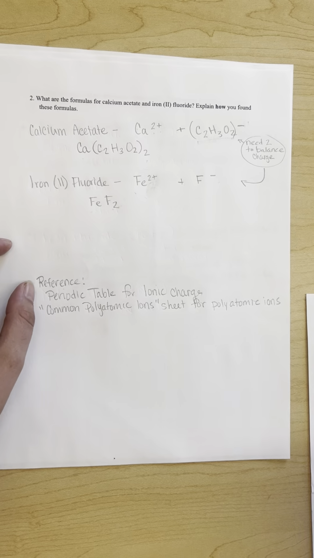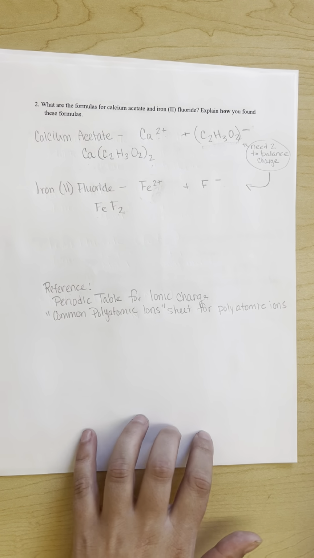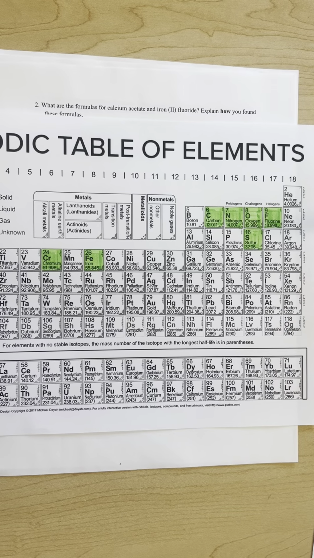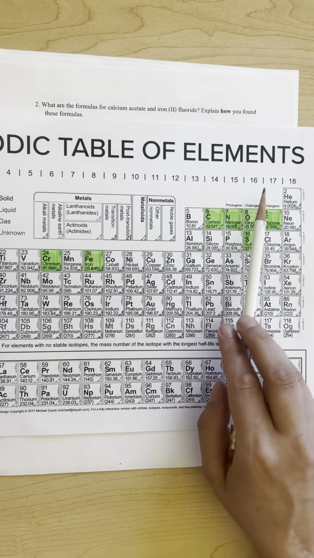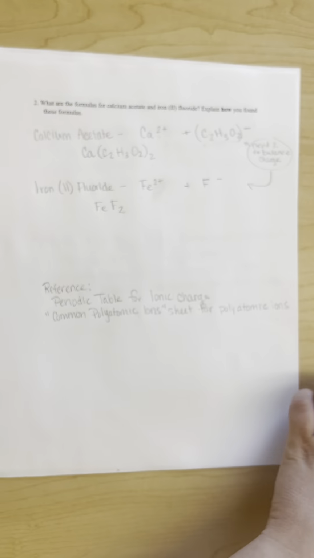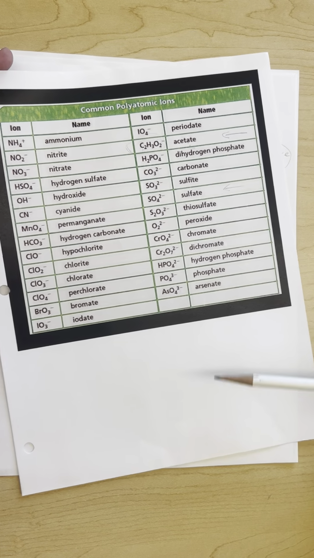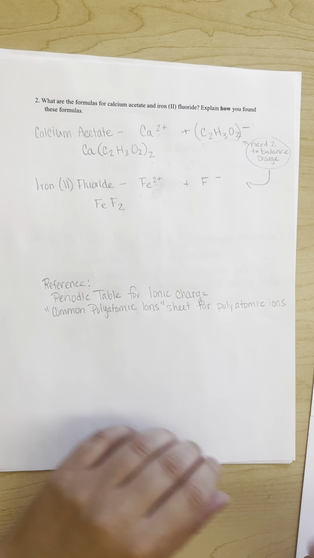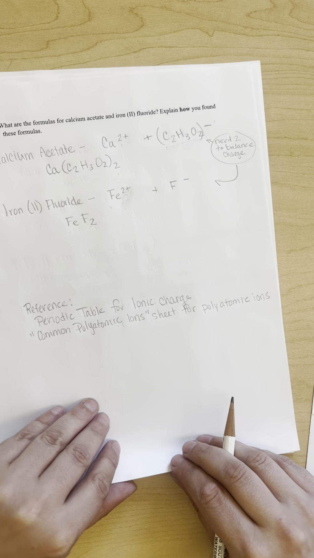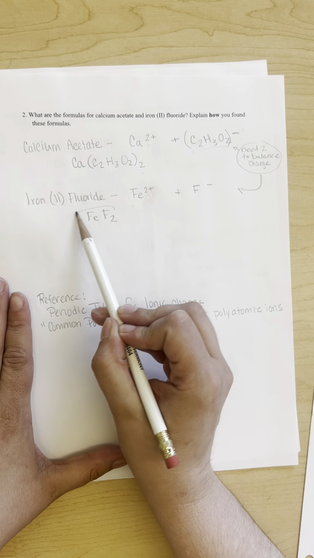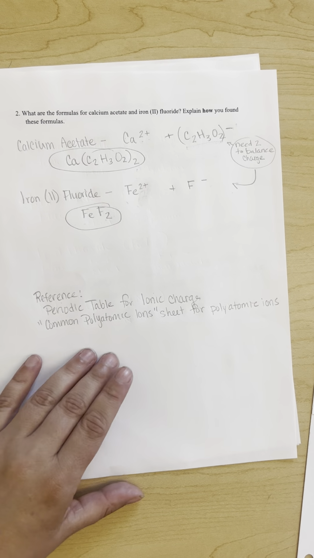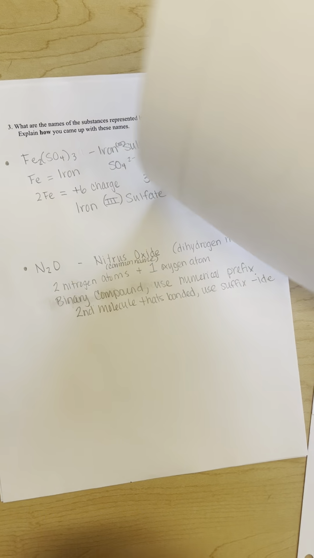So we looked at both the periodic table for their charges, based on their groups up here, and then we referenced common polyatomic ions to find this acetate. So those are those 2. So we've got this and we've got this as our answers here. So we're going to move on to number 3.